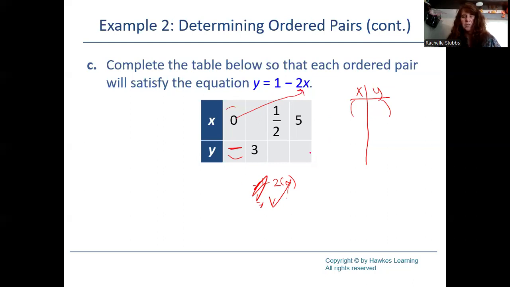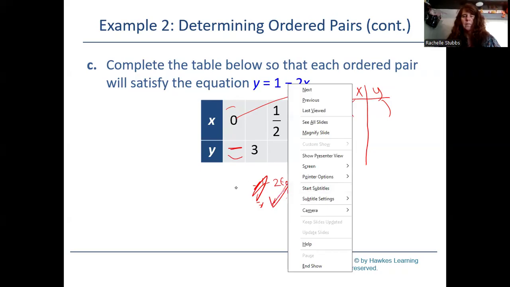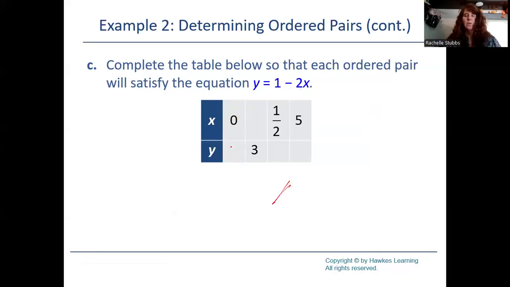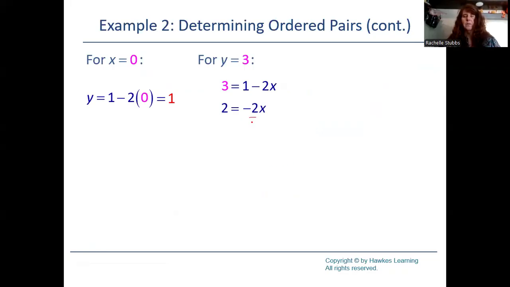Okay. What if y was 3? Clear that. What if y was 3? Let's put that in and see what we get. So what if y is 3? So 3 equals 1 minus 2x. We're going to subtract 1 from both sides. So 2 equals a negative 2x. Then we're going to divide by a negative 2 right here, and we're going to get x equals a negative 1.